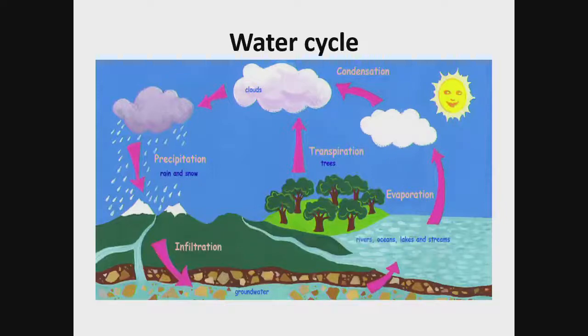And now once it rains, precipitation, or we call it rainfall, the water runs off either into the river, or infiltration, which means the water moves into the soil. Very good. So you really need to know these water cycles.